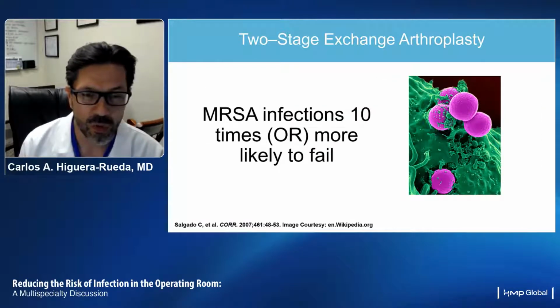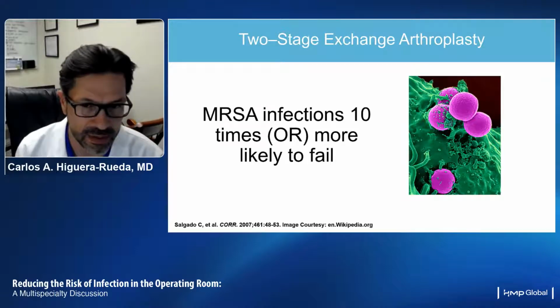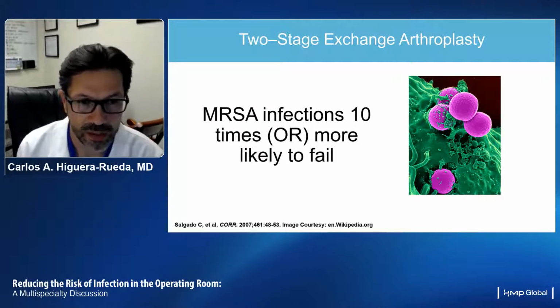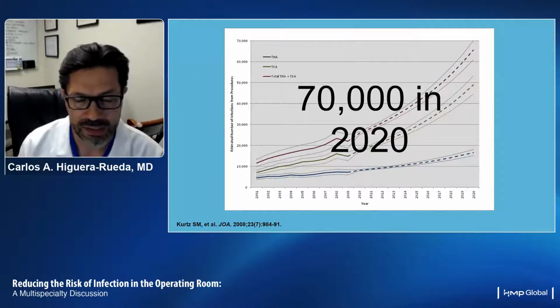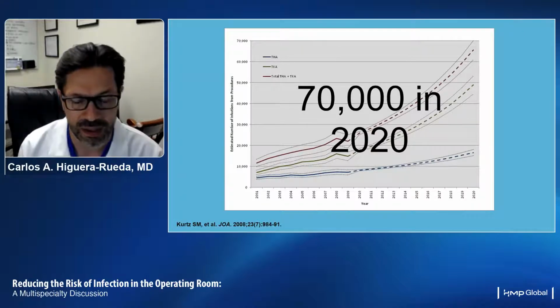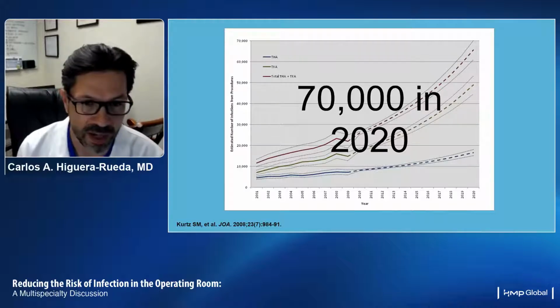And this is even worse when we have multi-resistant bacteria like MRSA, when the likelihood of failure is almost 10 times higher. And this is more or less where we were in 2020, performing about 70,000 of these periprosthetic joint infection treatments just in the US.